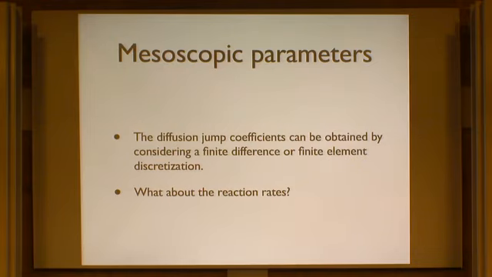And then the question is, so that's how we get the effective rate. So how do we get the mesoscopic parameters? I mean, the diffusion coefficients are fairly straightforward, right? We discretize the diffusion equation. We can do that with finite differences, or if we have an unstructured mesh, we can do it with, for instance, finite elements. But the reaction rates are slightly less trivial.